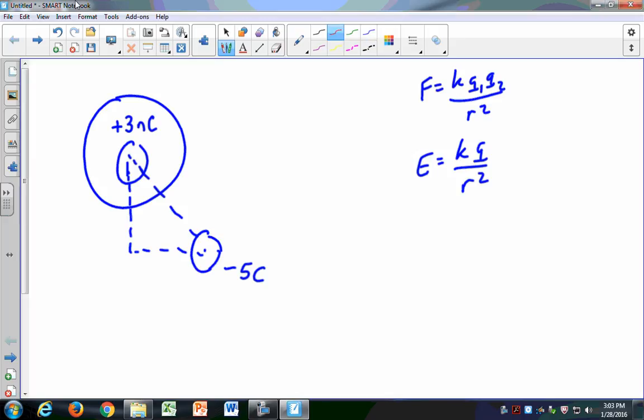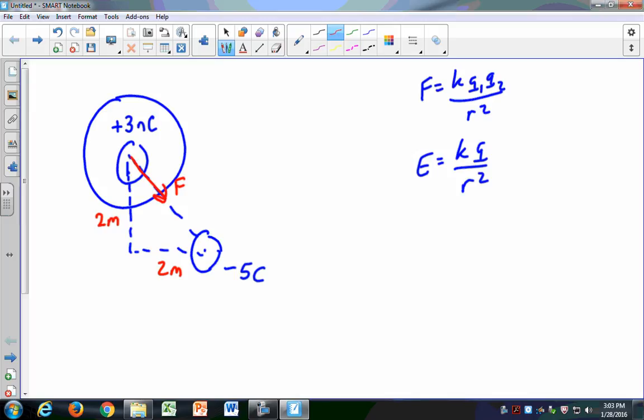Now the first thing you want to do is, oh, I also need some angles or some sides. Let's say that this is 2 meters and 2 meters. It's an equilateral right triangle. So the first thing you want to do is just draw your vector. These are positive and negative charges, so they're going to attract or repel. They'll attract: opposite charges attract, like charges repel. So on that charge, I will have a force in that direction.